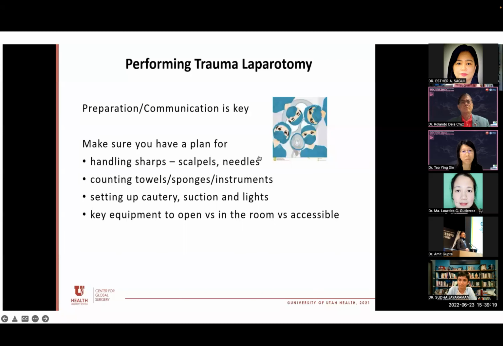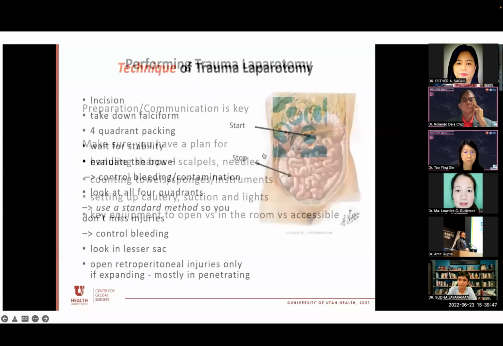You need to make sure that the key equipment that you might anticipate using is available to you. Either it's open on the table or in the room and easily accessible, or outside of the room and readily available. And this is a good time to know what is not available, because that will obviously affect what techniques you may use as soon as you open up the patient. Again, these are steps to prepare before you start the operation.